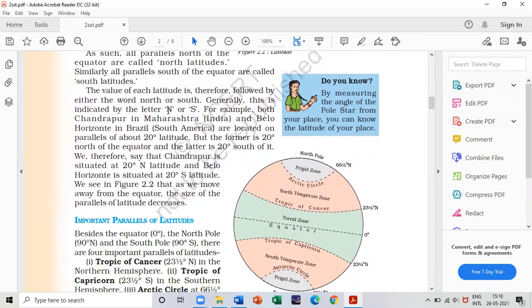We all know that. And remember this section also, if it comes like that, while Maharashtra and Basils are located on the parallels of about 20 degrees latitude, like this Chandrapur is situated. So please remember carefully all this paragraph. You can get the example of this for your exam.